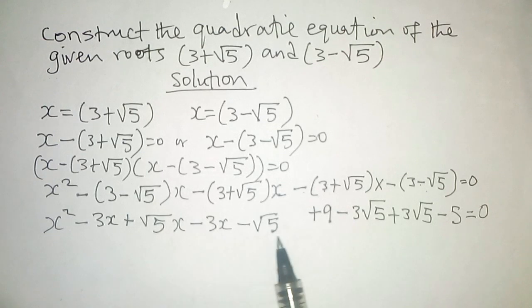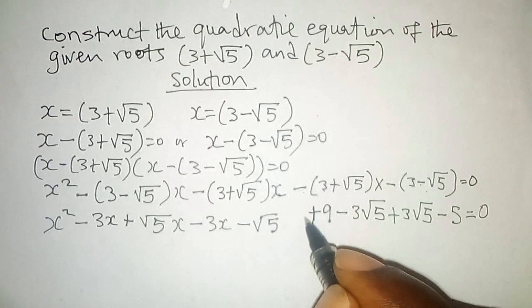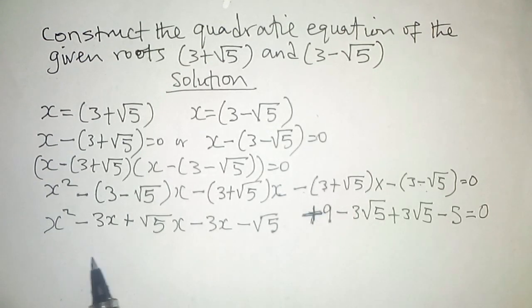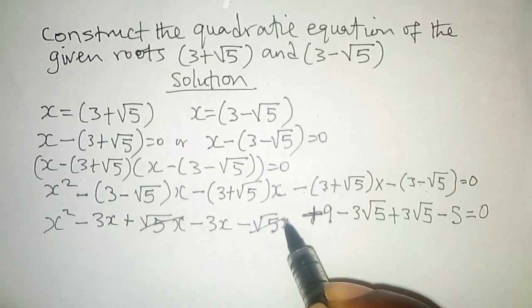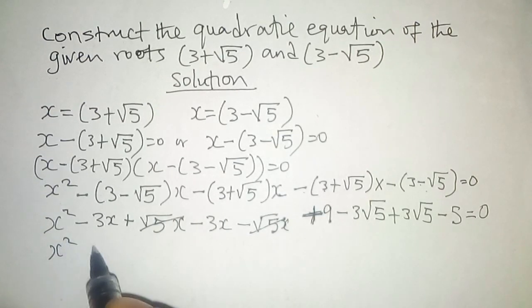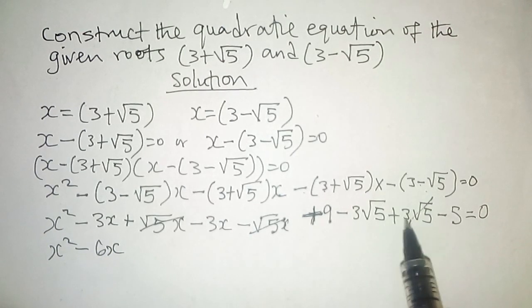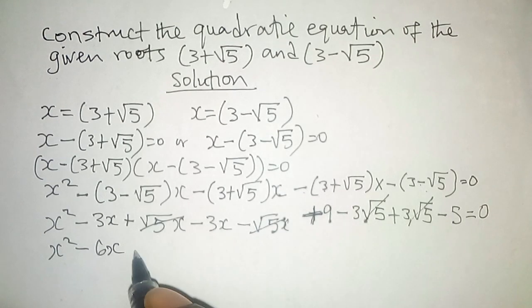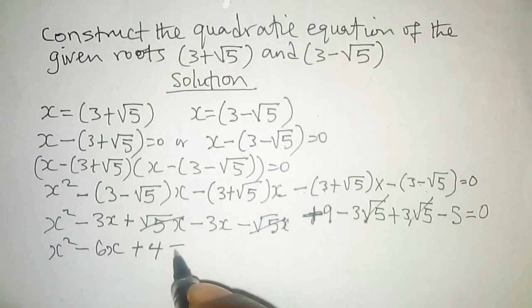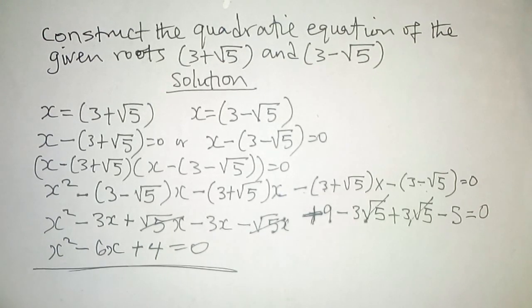Now this is how the equation will be. This is a continuous process, I know this is very lengthy. So now what we need to do is: this will cancel this. x squared minus 6x, then the square root terms will cancel out to give us 0. 9 minus 5 will give us 4, so plus 4 equal to 0. This is the equation that is formed.